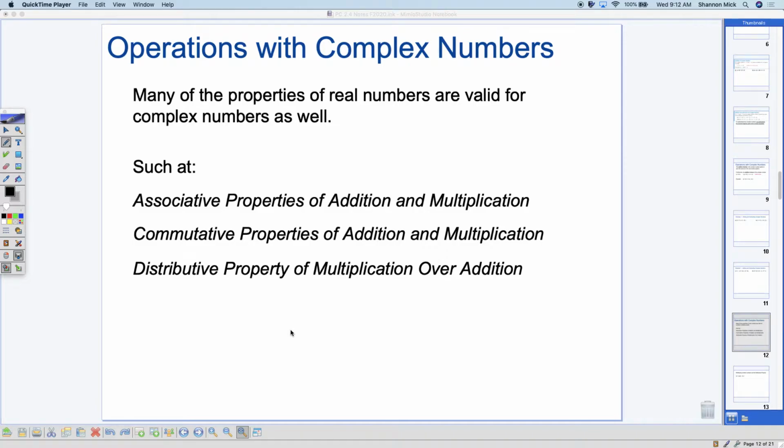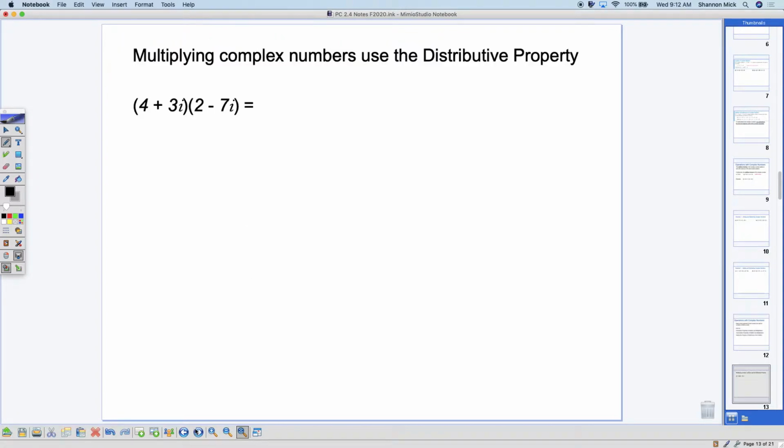Okay? Combining like terms, I can move things around. The commutative property of multiplication and addition work. All those properties work, so I'm going to keep using them in every math that I do. It's not going to change. So I have 4 plus 3i times 2 minus 7i. I told you it's just the same as everything else, so what should I do with this? I should FOIL.